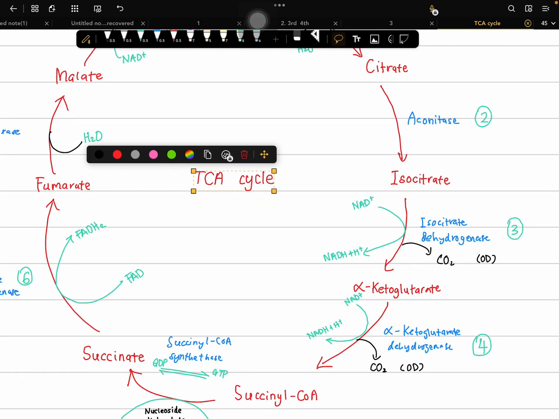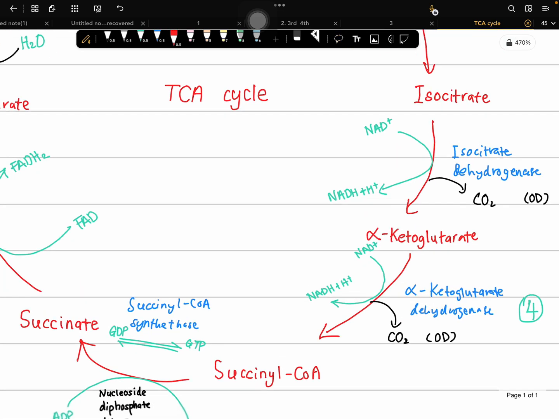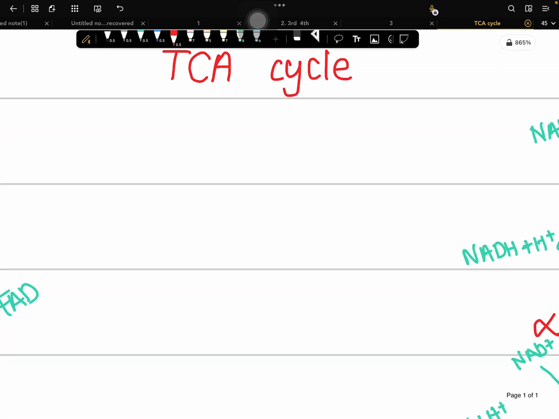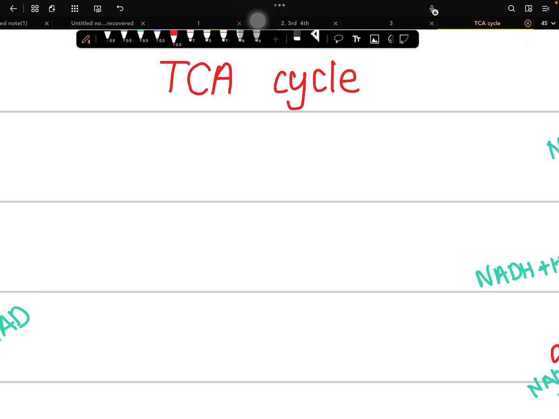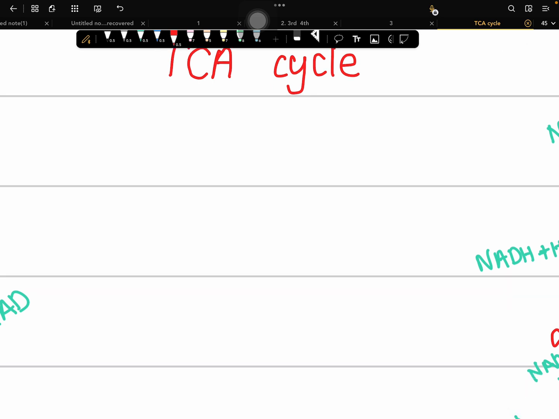Hey everyone, so today we're going to study the TCA cycle. The TCA cycle is also known as the Krebs cycle, the citric acid cycle, or the tricarboxylic acid cycle. It takes place inside the matrix of the mitochondria.